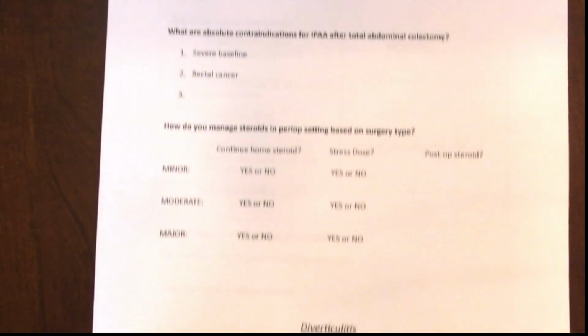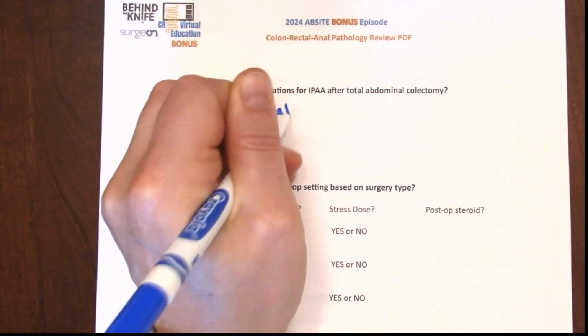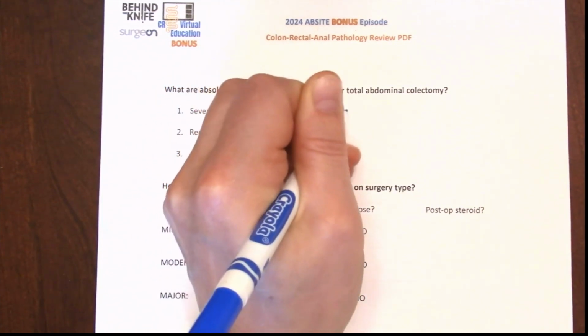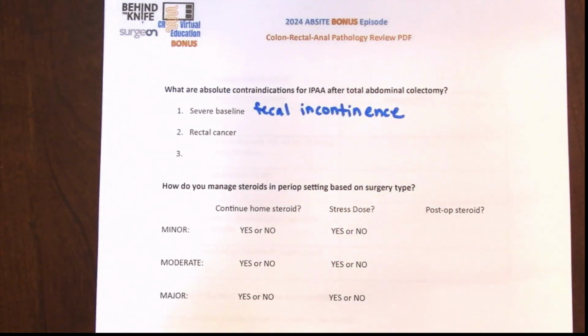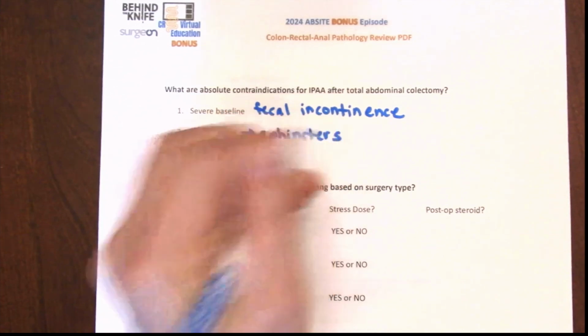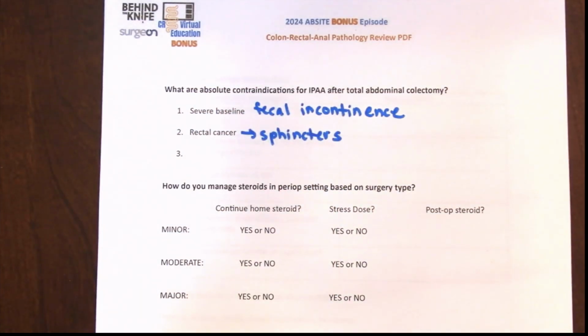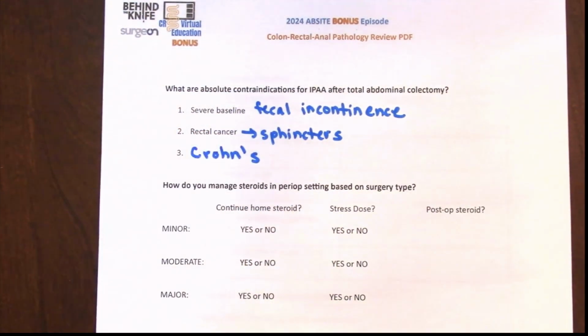And what are the absolute contraindications for a pouch after total abdominal colectomy? If a patient already has severe baseline fecal incontinence, the pouch probably would not be an option. As well as if there's a rectal cancer involving the sphincters. And then lastly would also be a diagnosis of Crohn's. A pouch for Crohn's disease is highly debated, but on the ABSITE, I would not recommend giving a Crohn's patient a pouch.